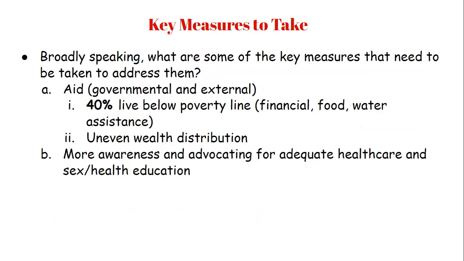And there are a variety of key measures that should be taken in order to help lower the spread of these prevalent diseases. The first important one would be aid, whether it be governmental or external from other countries. More than 40% live below the poverty line in this country. So any aid in the form of money, food, or water would help greatly in decreasing these diseases.